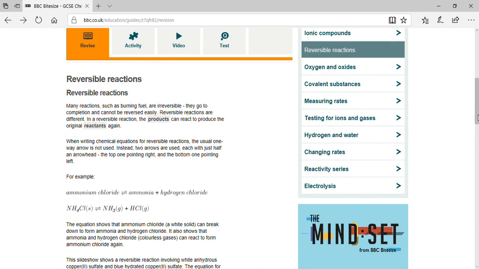Many reactions such as burning fuel are irreversible. Why is burning fuel known as irreversible? Suppose we generally use petrol or diesel in our cars or automobiles. But is it possible that when petrol combusts, we would get petrol again from its products, gas such as carbon dioxide and others? No, because it's turned into a gas.